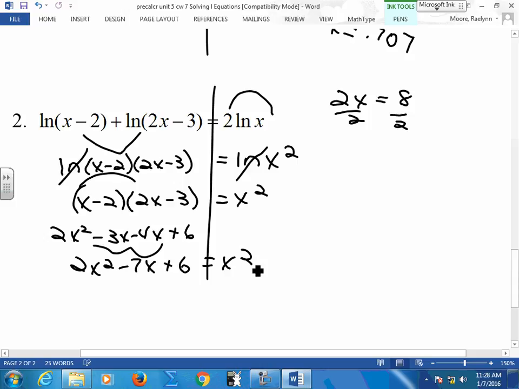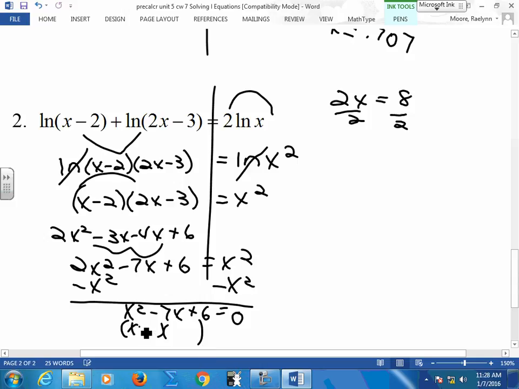How do I solve this? It's a quadratic. What do I have to do? Get everything to one side. Set it to 0. Very good. Subtract x squared. Okay, and factor. My signs are both negative. When my signs are the same, I'm on factors of 6 that add up to the middle. x minus 6, x minus 1. Good. So therefore, x is equal to 1 and x is equal to 6.